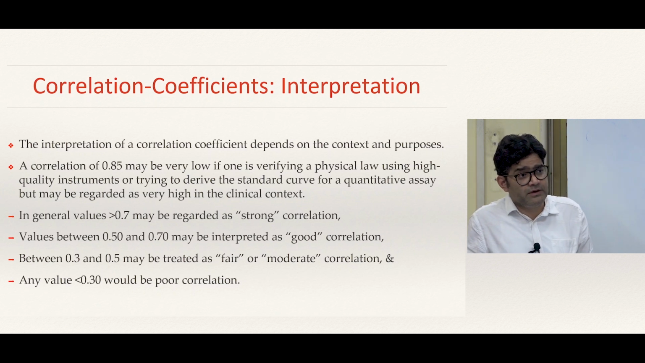But if you are dealing with a science such as medical science, where we have a lot of uncertainty, there we can say that a value of 0.7 or more indicates a strong correlation. 0.5 may be a good correlation, and a value of 0.3 to 0.5 may be a moderate correlation. Again, it will depend on your objective, what type of objective you are framing. Okay.